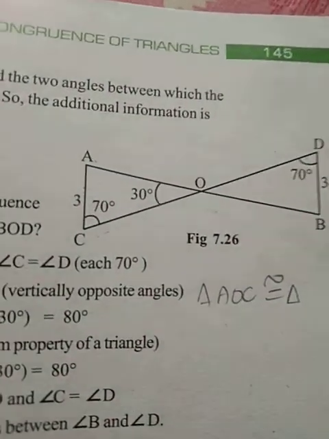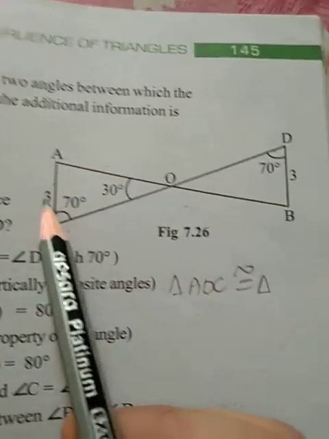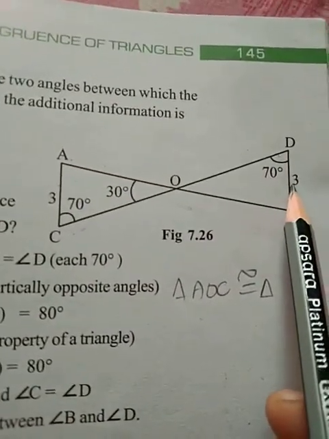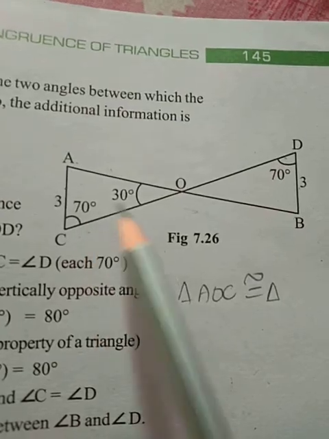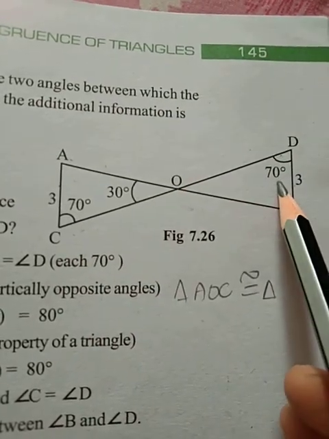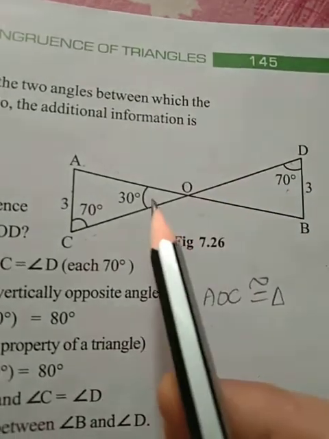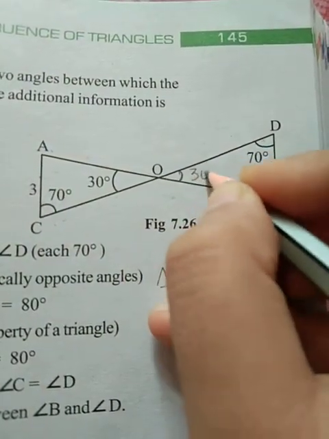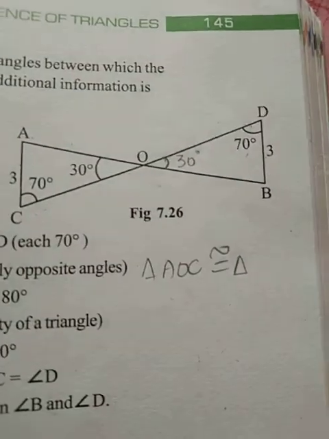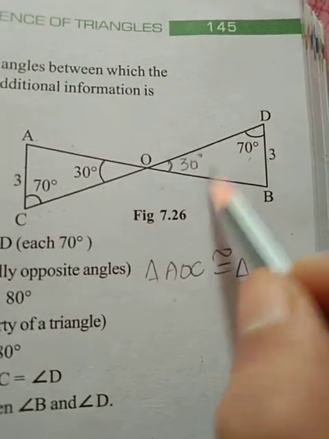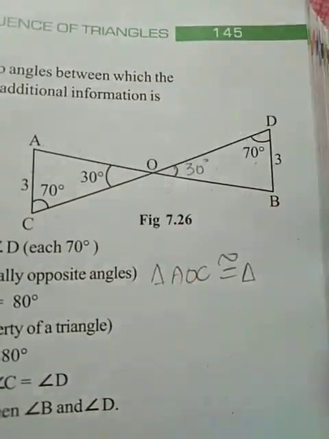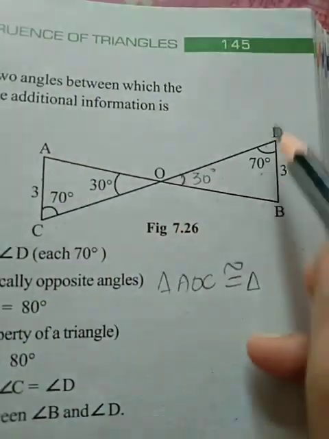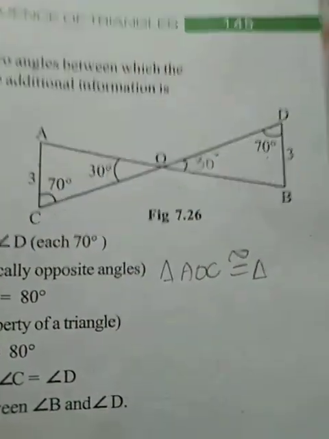Firstly we have to check what is given. This 3 and this 3 are equal. Here 70, 30, 70. Now you know very well this is 30, so this is also 30 by vertically opposite angle. Okay, now in this triangle this angle is not given, but you can find it. These are cross lines, this is 30, and this is also 30.